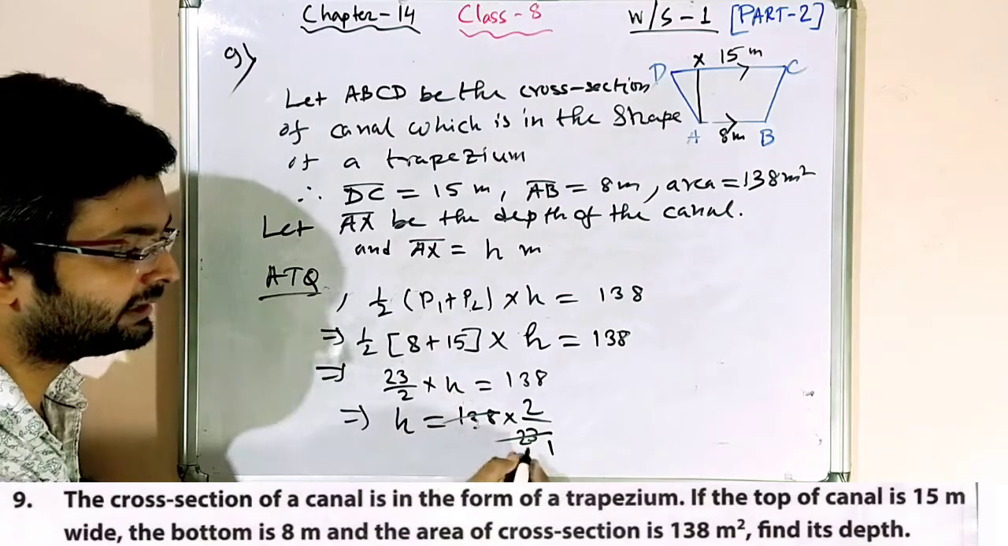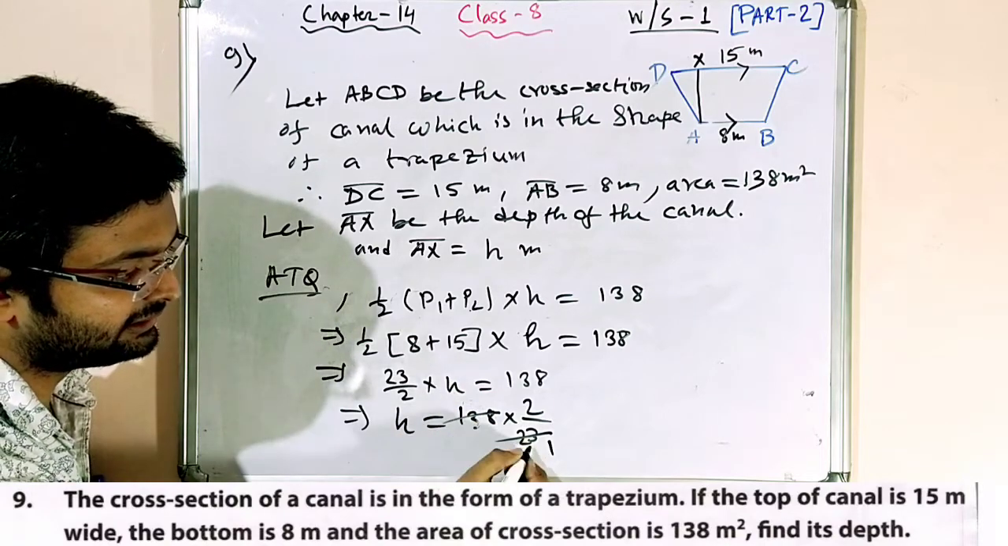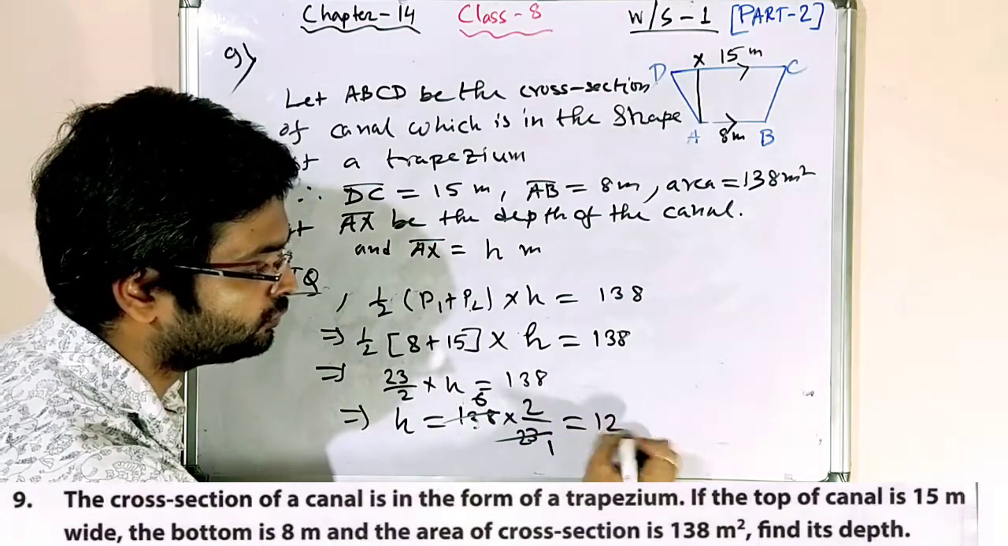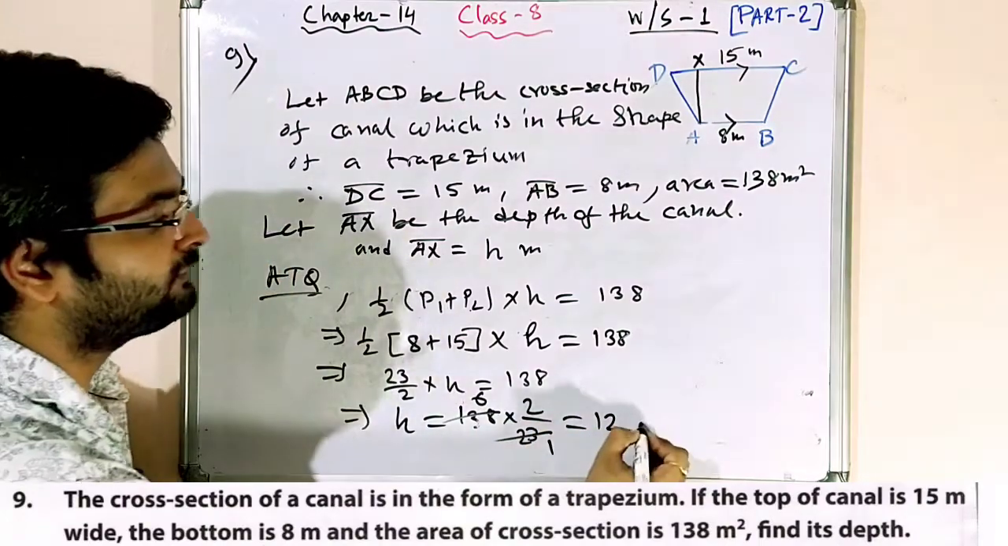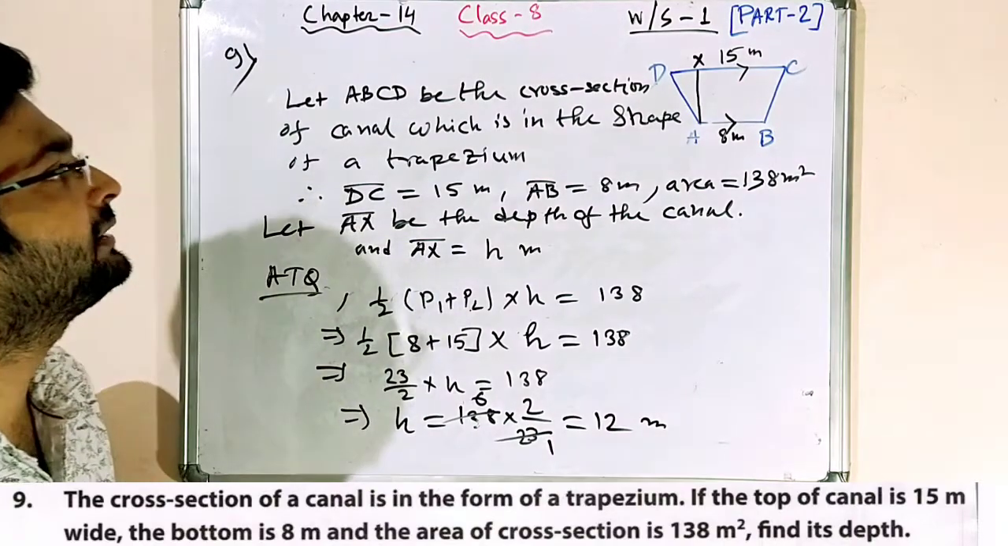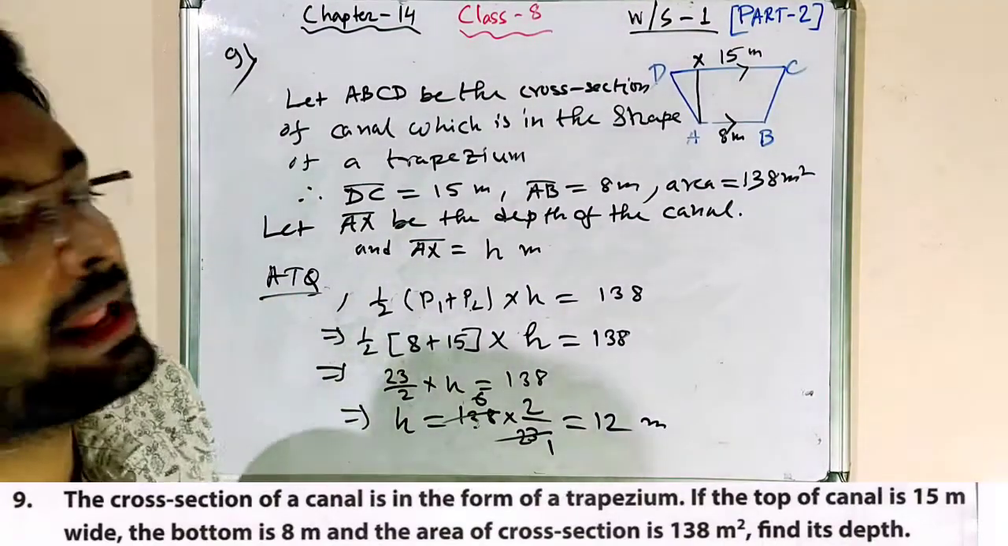So let us check. 6 threes are 18, 6 twos are 12, and 180. Yes, 6. So 6 twos are 12. Okay, so 12 meter. So what is the depth of the cross section of the canal? That is 12 meter. Okay.